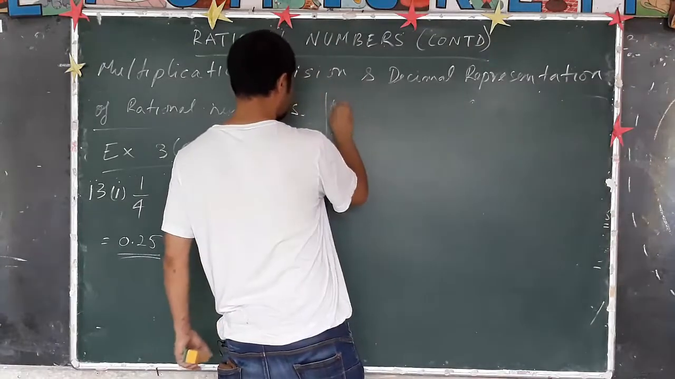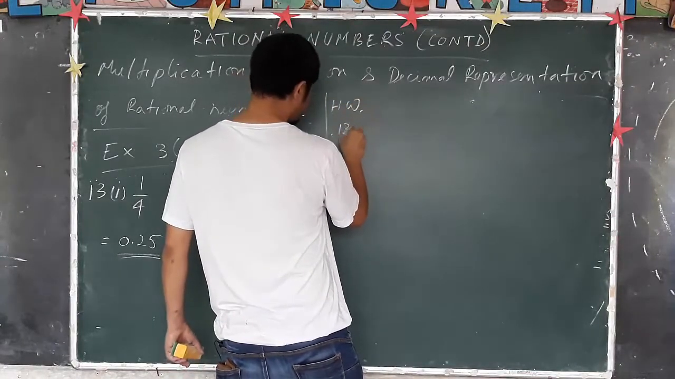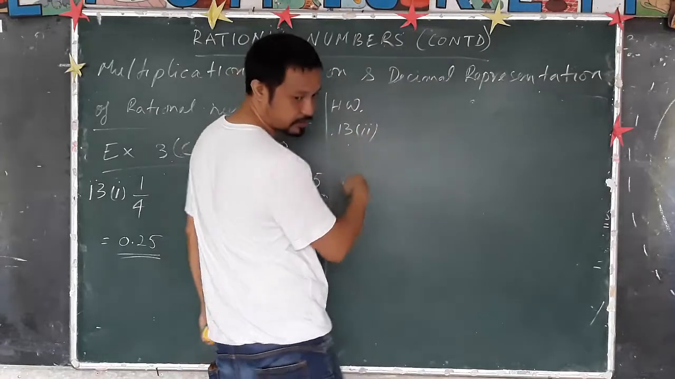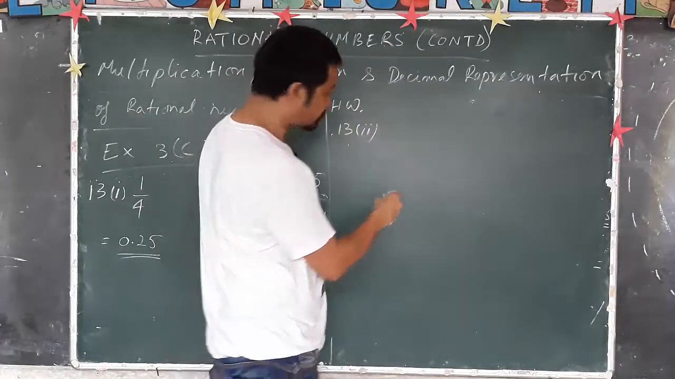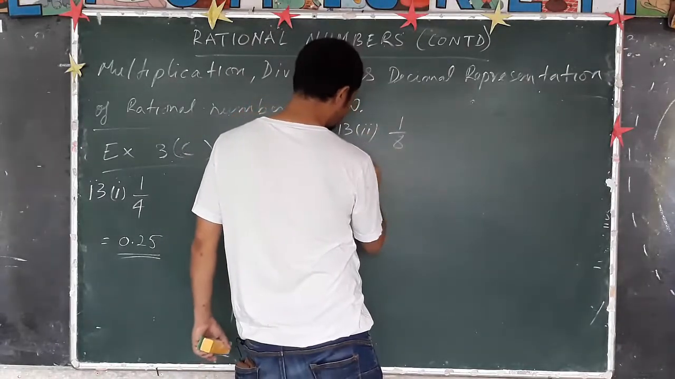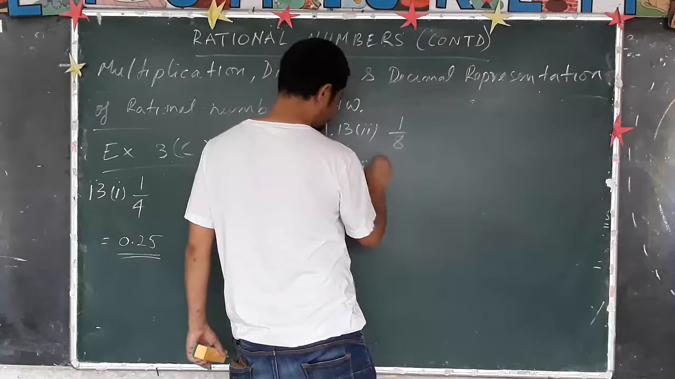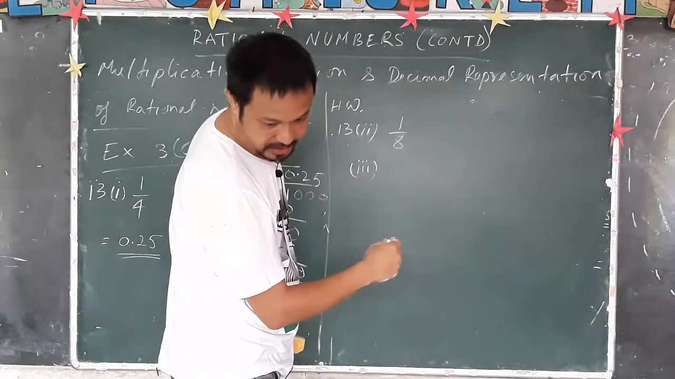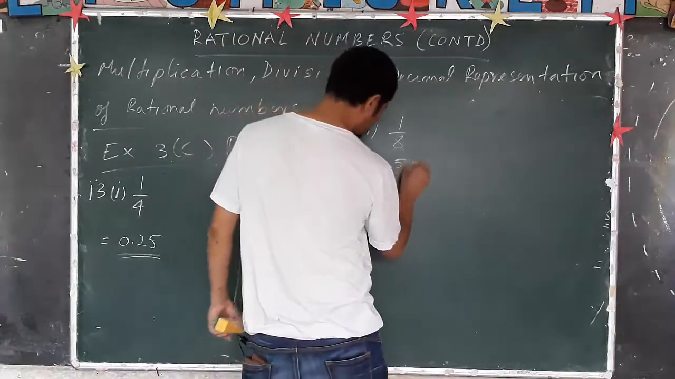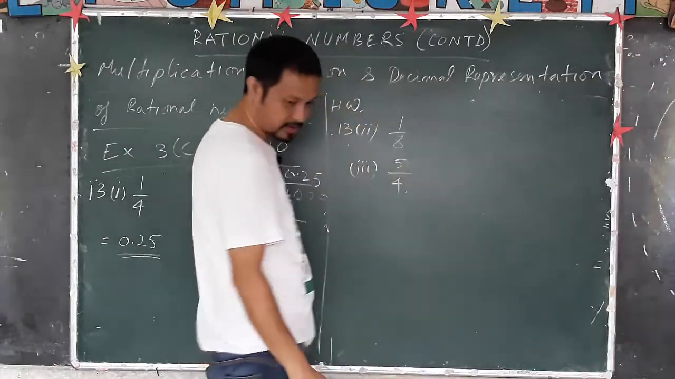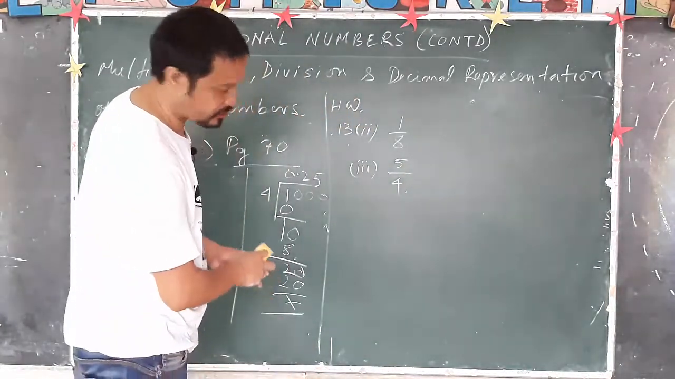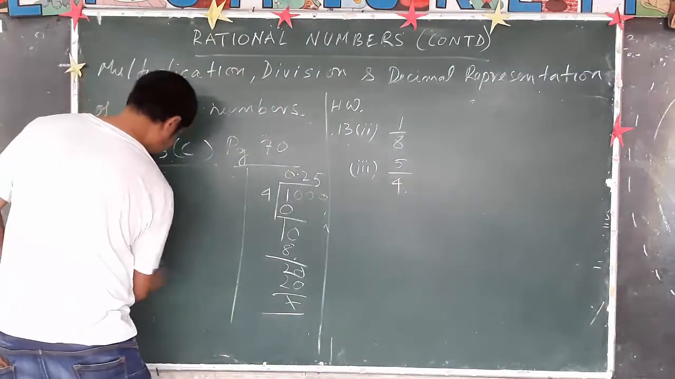Your homework will be 13 subsection 2. 13 subsection 2 is 1 by 8, and 13 subsection 3 is 5 by 4. Now we move on to question number 14.